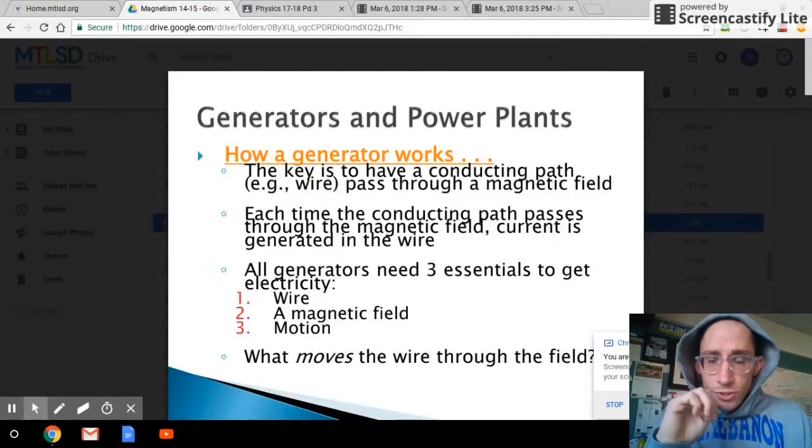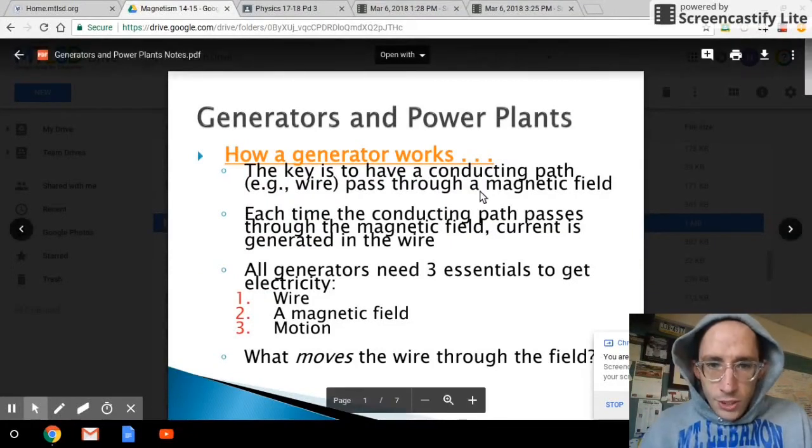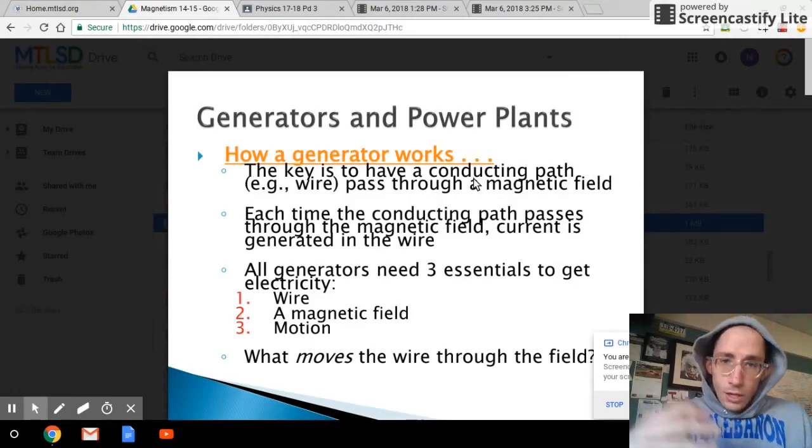This is generators and power work. We're going to start with how a generator works, motion into electricity.